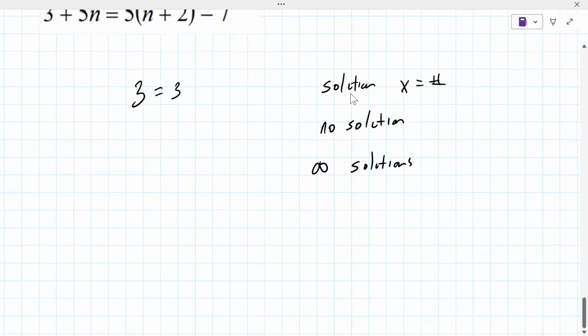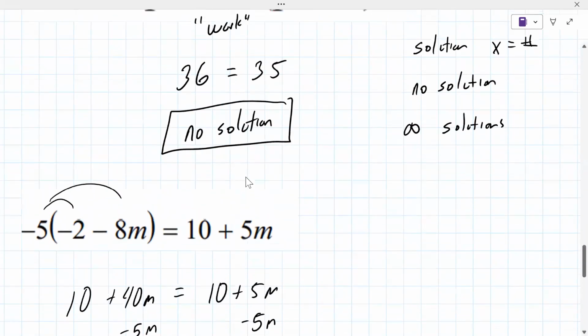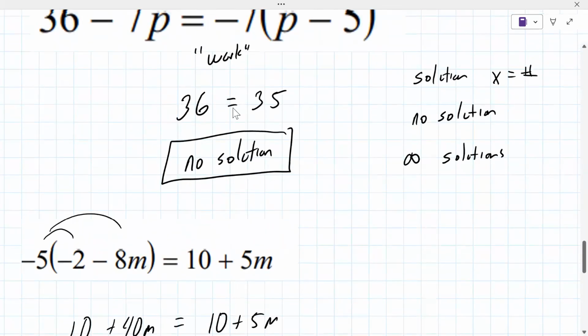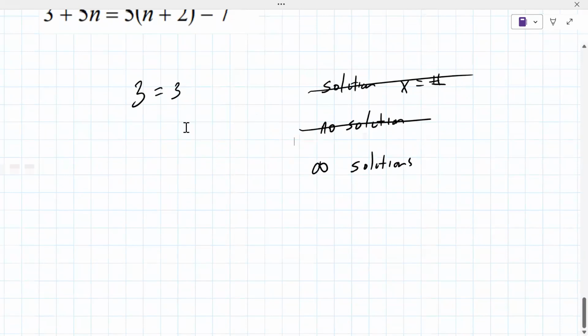Sometimes you use process of elimination. Is there a variable in your answer? Do you see any variables? No? Letters. So that one's out. Okay. Why was this one up here no solution? What made it no solution? Because it wasn't equal to the other. That's right. So that one's out. So what must it be? Infinite solutions. This one is sometimes also referred to as all real numbers.